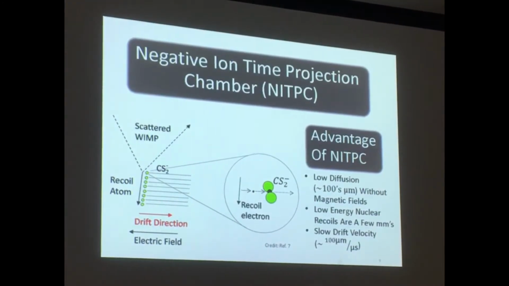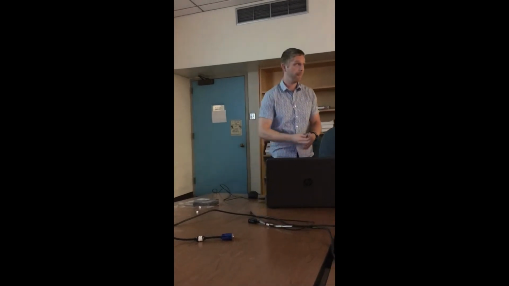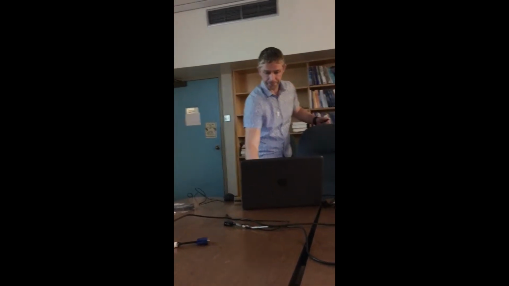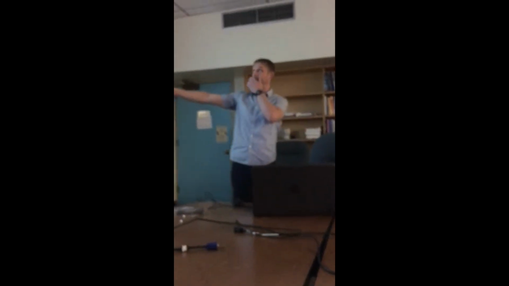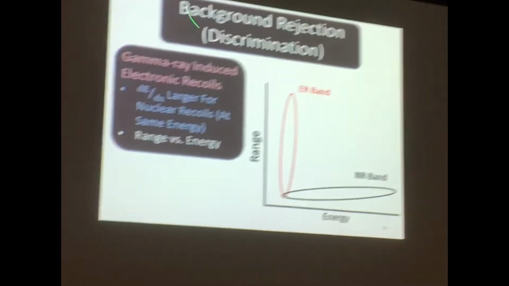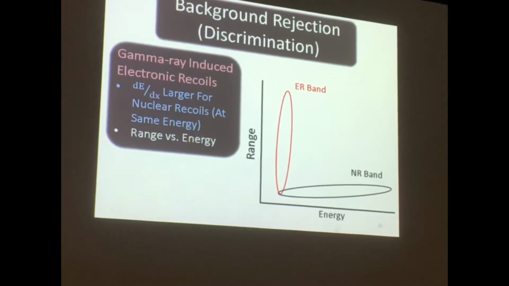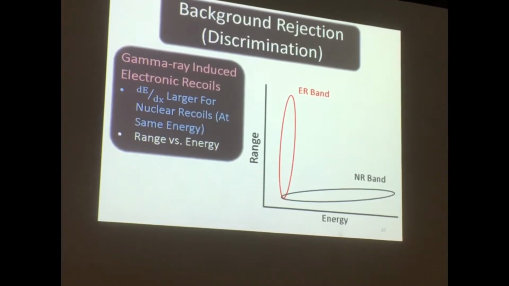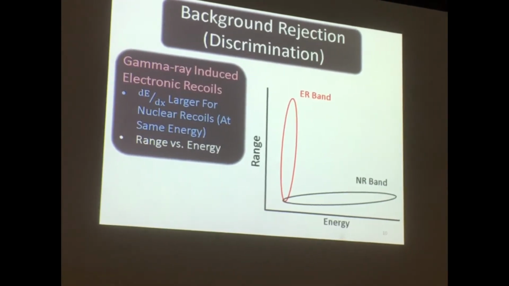They're actually about 1,000 times slower than electron drift. Okay? All right, so that's that. But like I said, there could be other particles that interact in your detector, not just WIMPs. So there could be other backgrounds, and it's important to be able to reject them, or do this discrimination that I mentioned.